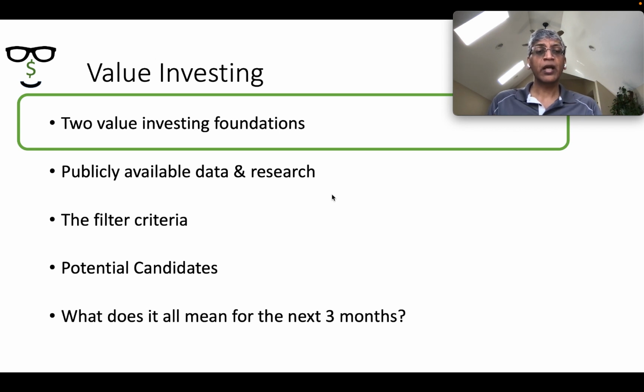Okay, a couple of quick things on the agenda of how we are going to do it. We're going to look at the two foundations of value investing that we reviewed before. We're then going to dive deep into publicly available data and create a research methodology, create a filter of how to think about value investments, identify potential candidates, and then step back and say, what does that mean for the next 3 months?